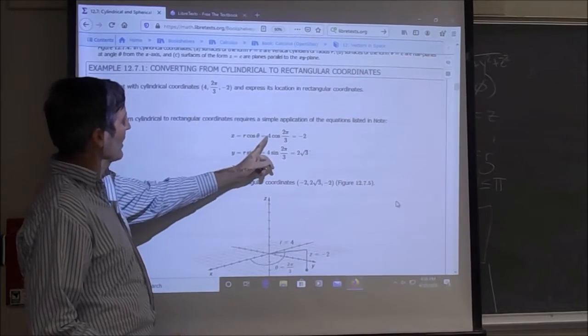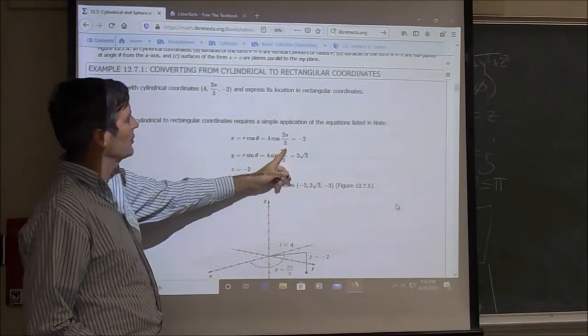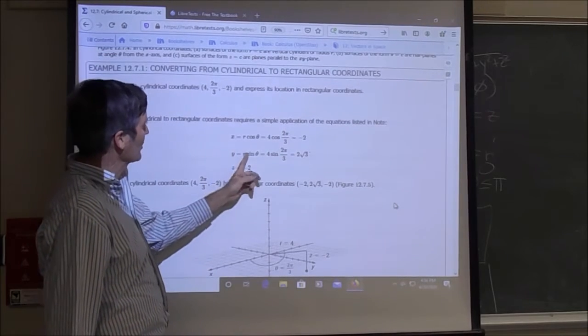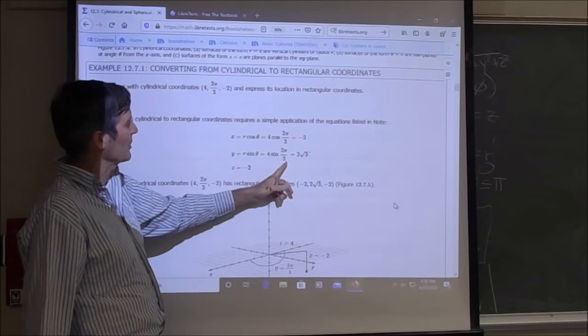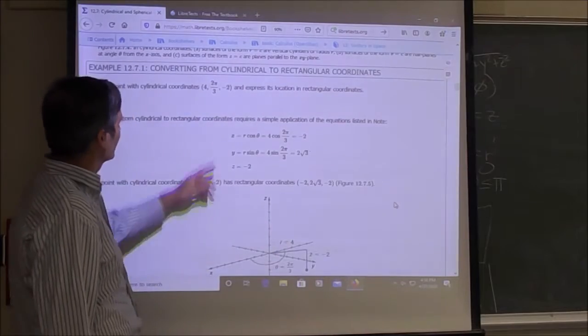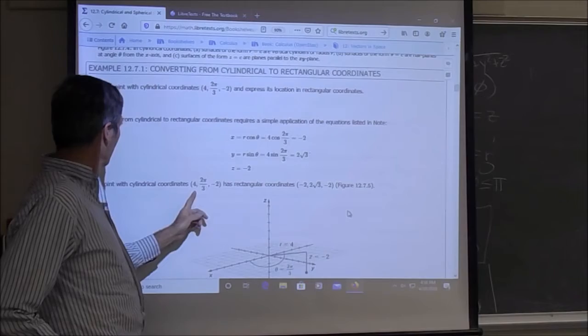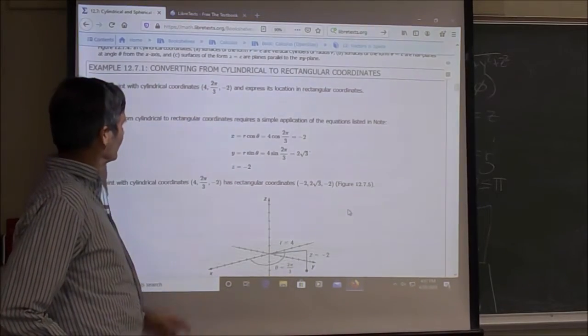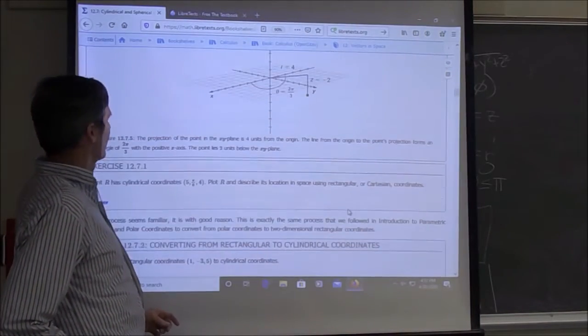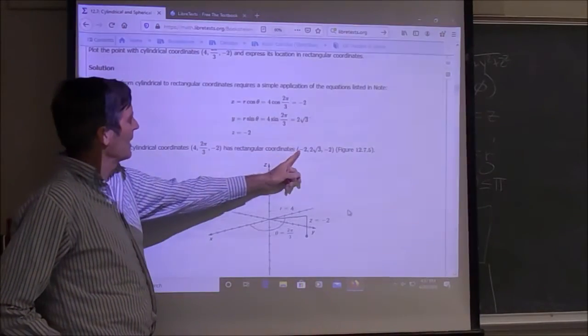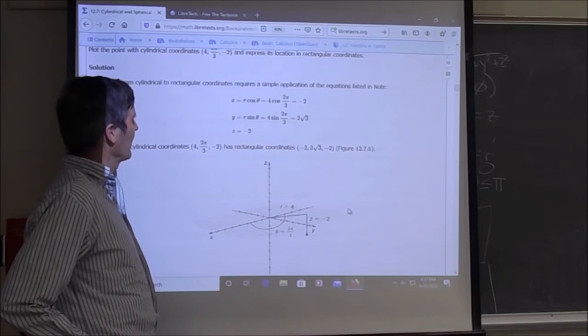You just say r cosine theta. It's like polar coordinates, 4 cosine 2 pi over 3. It comes out to be minus 2 using your trigonometry. y is r sine theta, like polar coordinates. It's 4 sine 2 pi over 3, which is 2 square root 3. And z just carries over to negative 2. So here are the cylindrical coordinates for this point: minus 2, 2 square root 3, and minus 2.